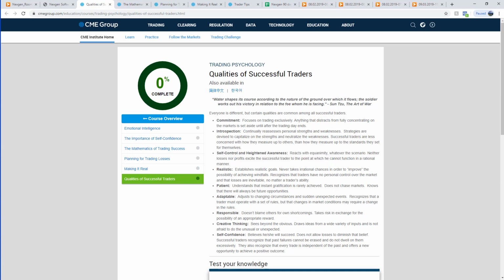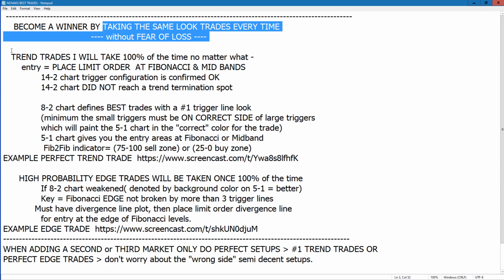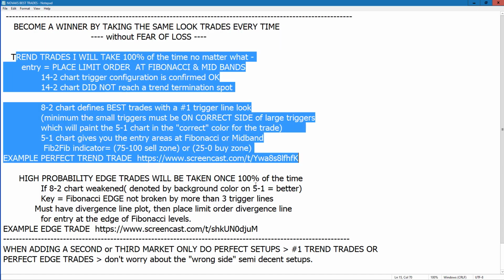And again, we talk about how many different things I have put together. There's so many of them, but bottom line, you will become a winner, and this is a little sheet that I put together, by taking the same looking trades every time without a fear of loss. So you guys have to define for yourself what that look is and what you are going to be doing. We talk about it a lot.